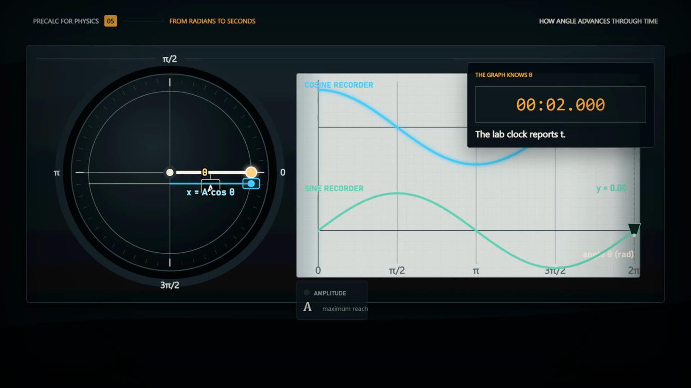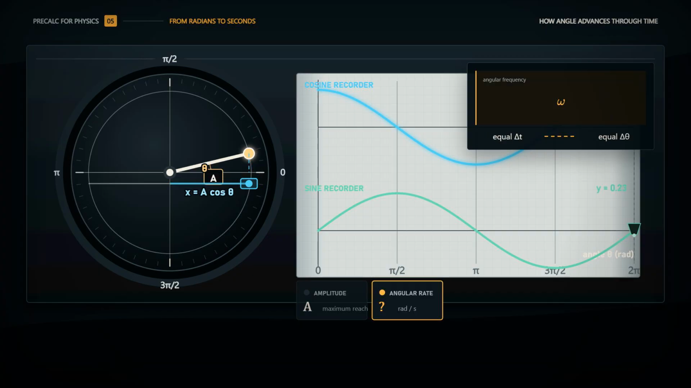The graph can now predict position from angle, but the laboratory clock does not report radians, it reports seconds. To answer the opening question, we must find the crank angle at each time. Suppose the motor turns uniformly. Equal time intervals then produce equal angle intervals.